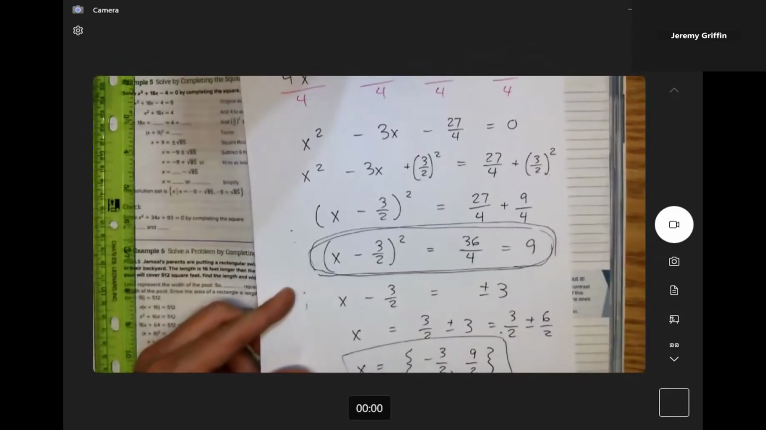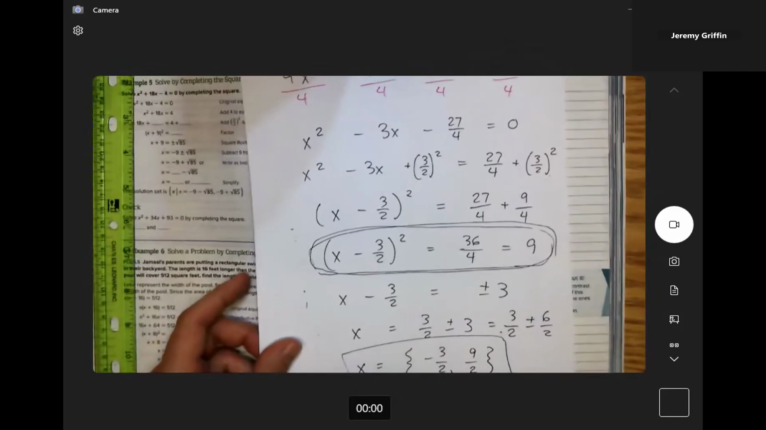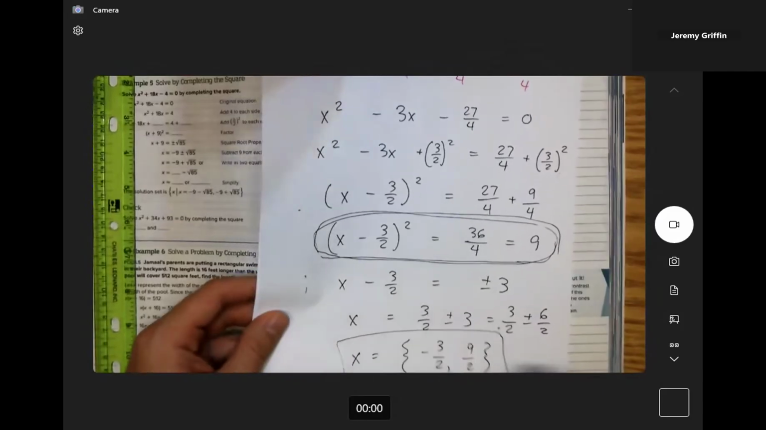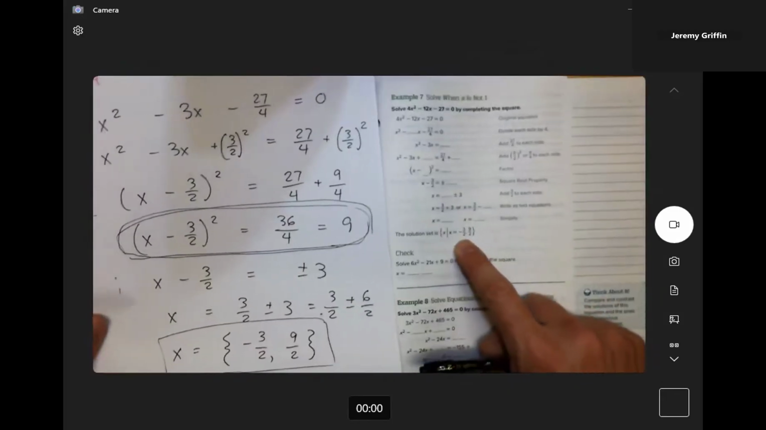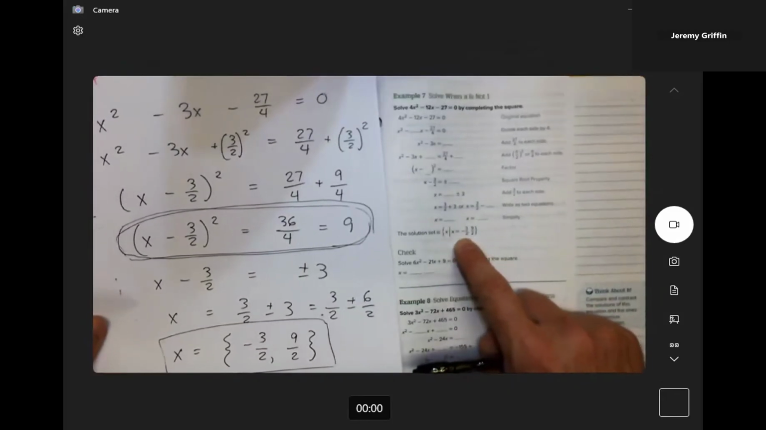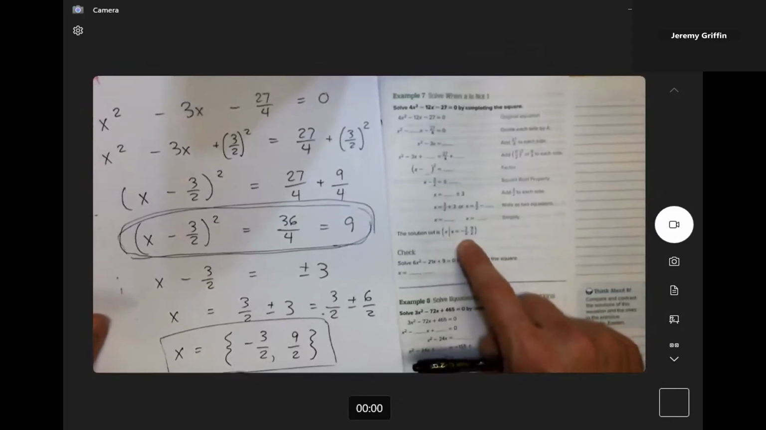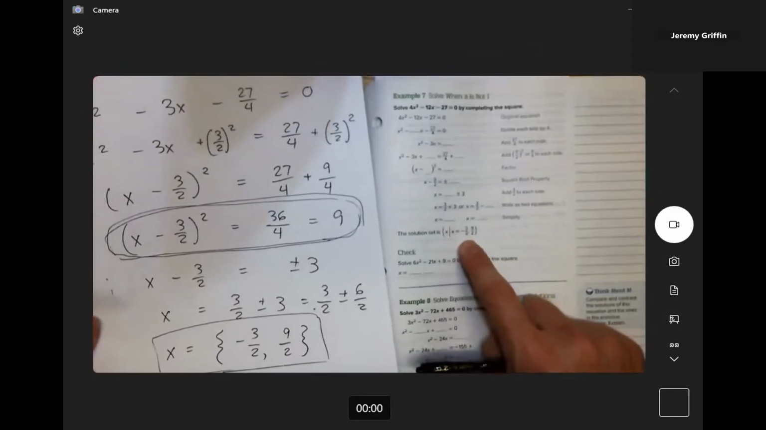That's example 7. Let's check and see if that's what the book got. Oh yeah, that's exactly what they got. They wrote this in set notation form too. Look at that. You guys remember set notation? Yeah, same thing.